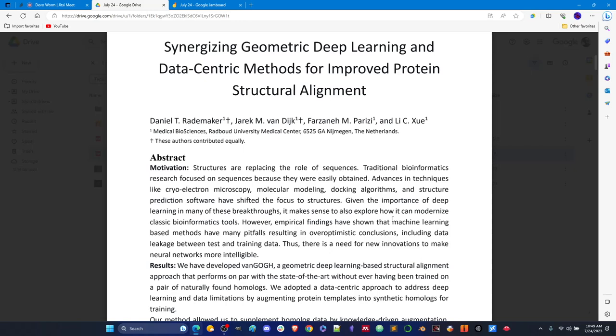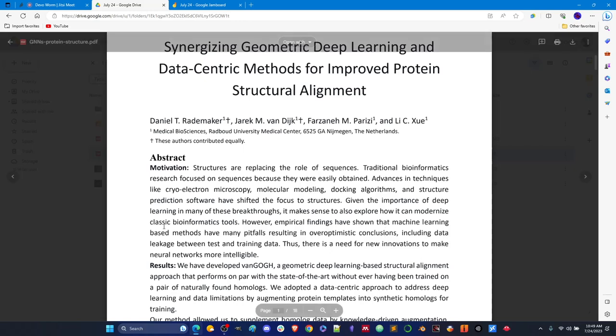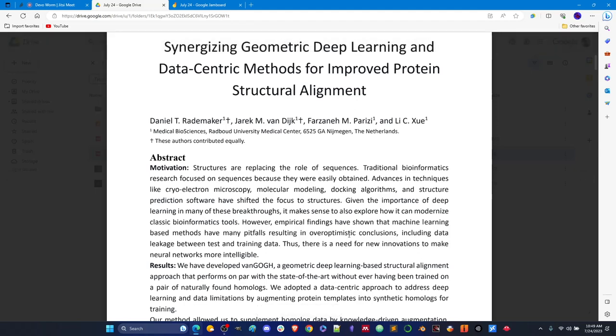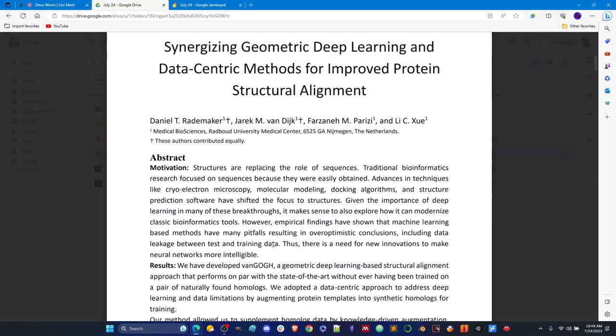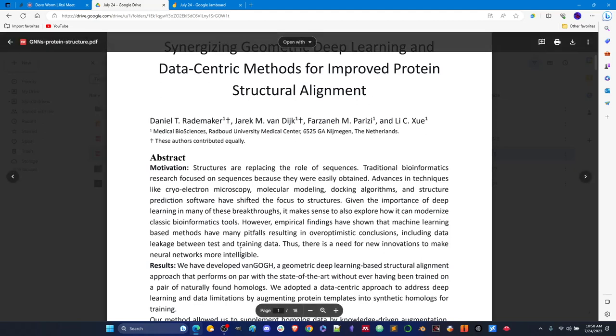So, however, empirical findings have shown that machine learning-based methods have many pitfalls, resulting in over-optimistic conclusions, including data leakage between test and training data. So again, in our typical deep learning model, we have test and training data. We test on what we've trained on, and our model is only as good as the training data. So this is a problem that they're trying to get around. This is a caveat, especially with biological data. Thus, there is a need for new innovations to make neural networks more intelligible.